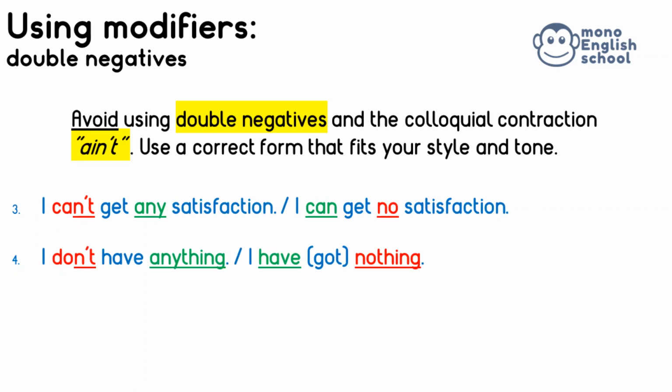So, we should avoid double negatives and the informal ain't by removing the negation of the verb or the negative modification of nouns or pronouns. You should choose the correction that best fits with your style and tone. With that, it is time for the final two comprehension questions.